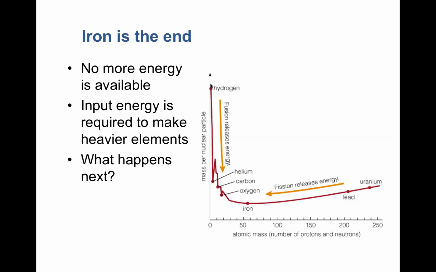So in going from hydrogen to helium, why do you get energy out? You get energy out because helium has a lower mass per nuclear particle than hydrogen does. You're basically converting mass into energy when you go from hydrogen to helium, and a huge amount of it. Look how much is available to you.